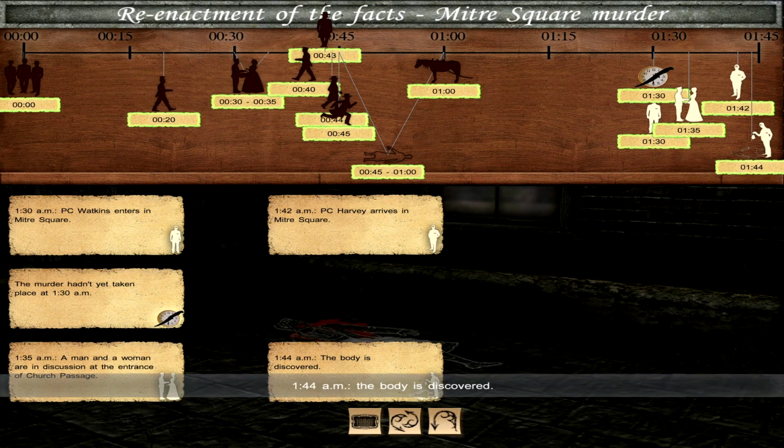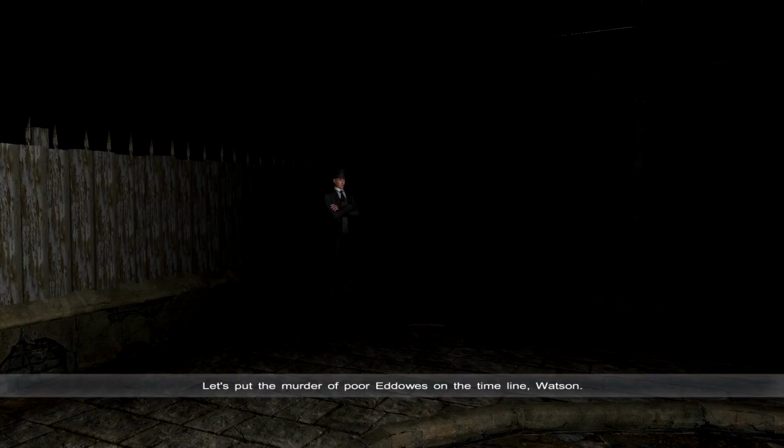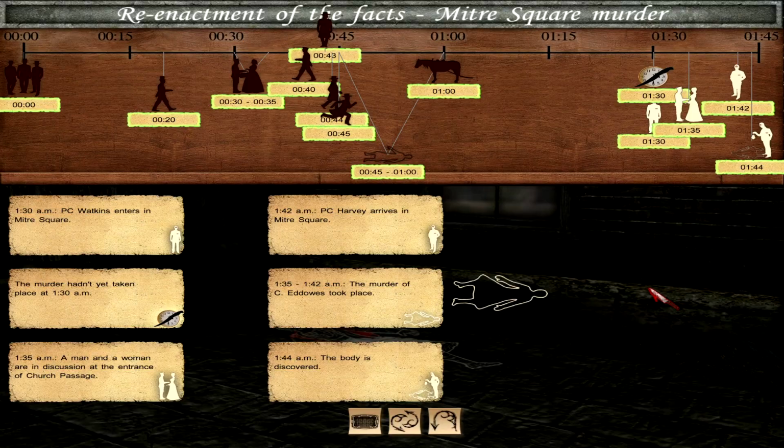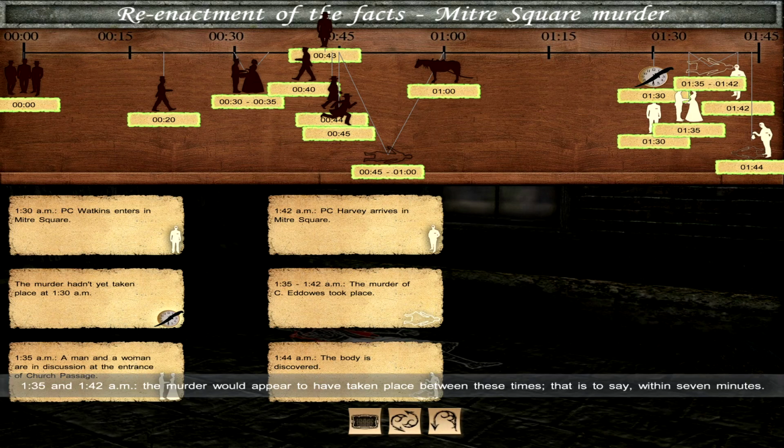1:44 a.m. The body is discovered. Let's put the murder of poor Eddowes on the timeline, Watson. So she was killed between 1:35 and 1:42 a.m. The murder would appear to have taken place between these times, that is to say, within 7 minutes. 7 minutes, yeah. Holmes, but does this really prove that our killer had the time to perpetrate these 2 murders?